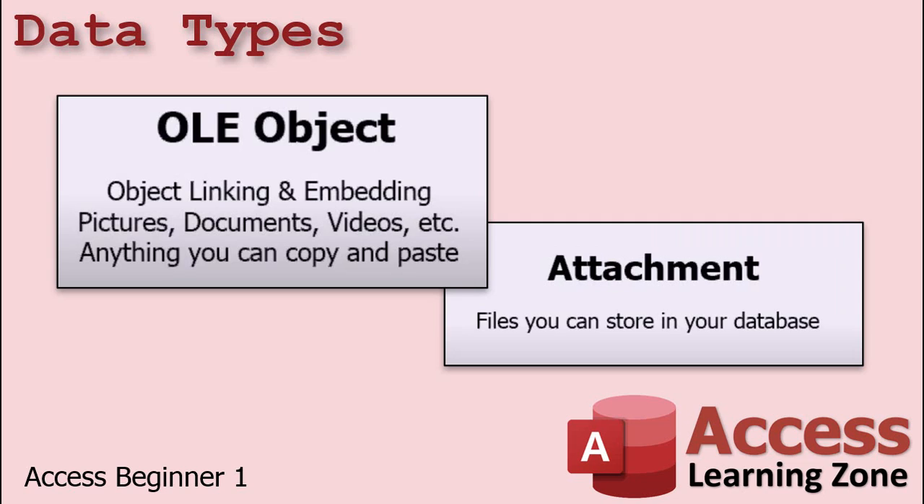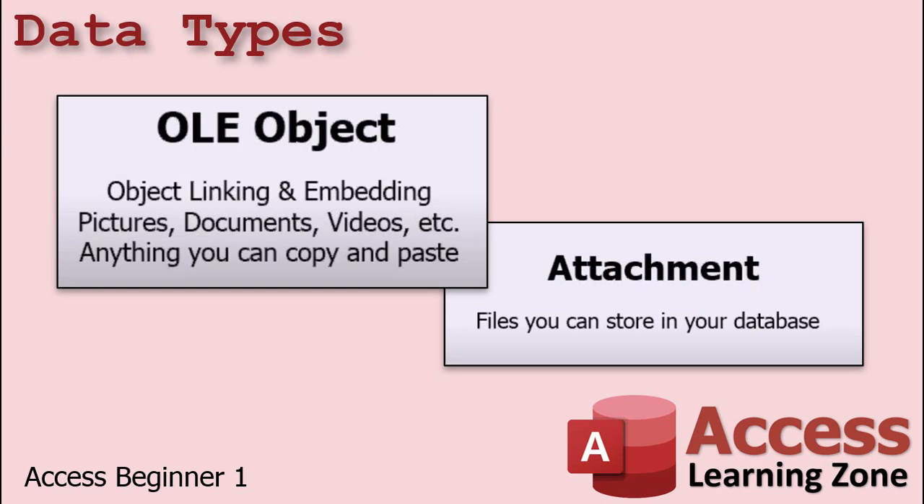Next up are two data types that I try to recommend people don't use. OLE Object stands for Object Linking and Embedding. These are pictures, documents, videos, anything you can copy and paste, you can store in an OLE Object. You can copy a whole Word document or an Excel spreadsheet or a PDF file, and you could paste it into a table inside your Access database. Just like the attachment data type, you could take whole files and save them inside your database.